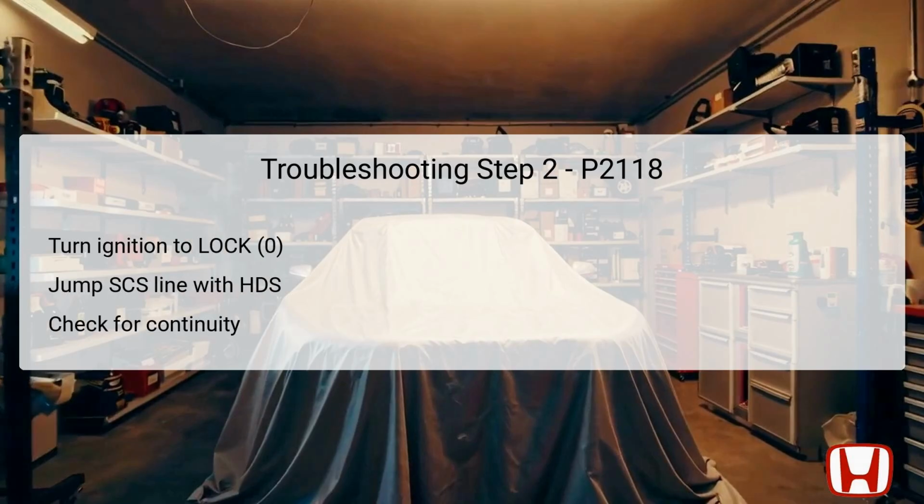Step 2 requires turning the ignition switch to the LOCK 0 position to power down the vehicle's systems completely. After this, use the HDS to jump the SCS service check connector line, which is a temporary connection meant for diagnostic purposes. Following this, disconnect both the ECM connector C, which consists of 49 pins, and the throttle body's 6P connector. This allows for direct testing of the wiring without interference from other components.